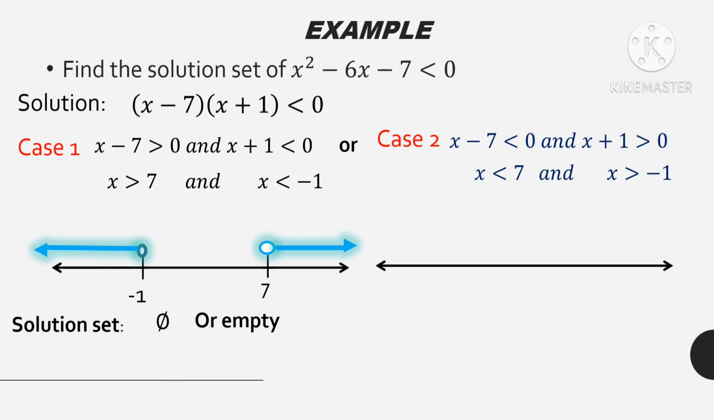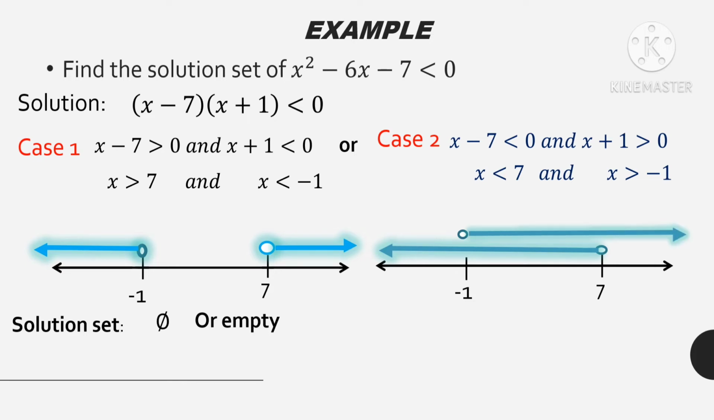So let us graph first x less than 7. Locate 7 on the number line. 7 is not included, so we have an open circle. When we see x less than 7, that's going to the left. Okay, so that's the graph of x less than 7. The graph of x is greater than negative 1: let us locate first negative 1 in the number line. Negative 1 is not included, so we have an open circle. And when you say x is greater than negative 1, the graph is going to the right.